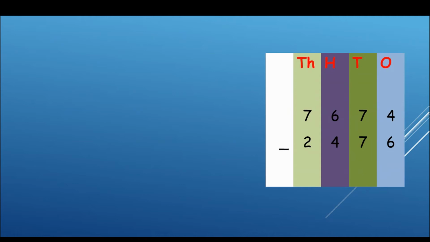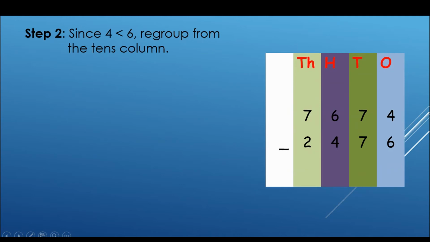So we can take 10 ones from this tens column. In this tens column there are 7 tens. So from that we are taking 1 ten and adding that to 4 ones. So it will be 10 plus 4, 14 ones.